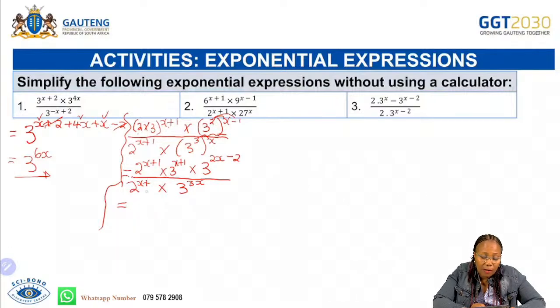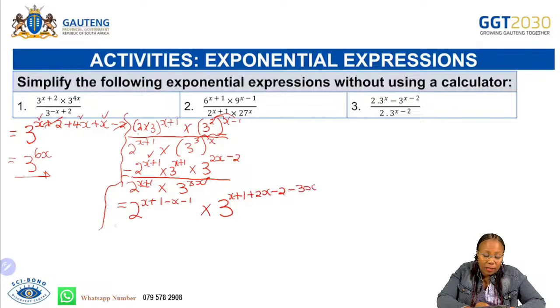We can start now taking the first base 2, and then on top we have x plus 1. We consider only base 2, and then on the denominator x plus 1 we change to minus x minus 1. Multiply by base 3 now. We have x plus 1 on top plus 2x minus 2. Nothing is changing, but this one, when it moves up to the numerator, it will be minus 3x. Happy now? This is in linear form.